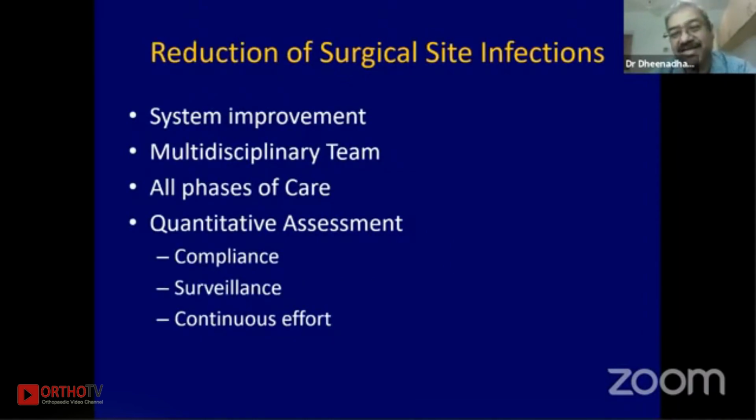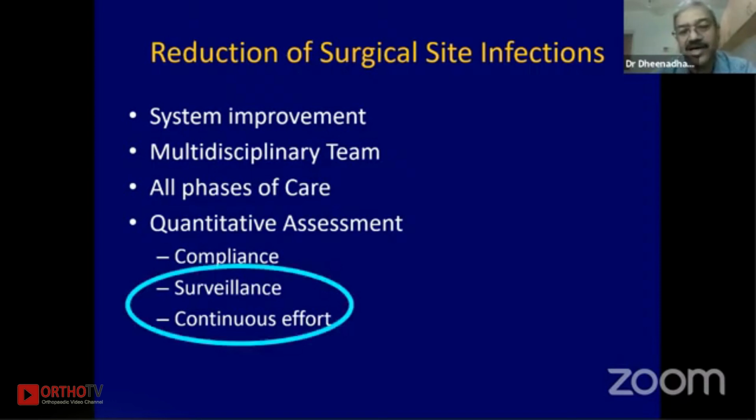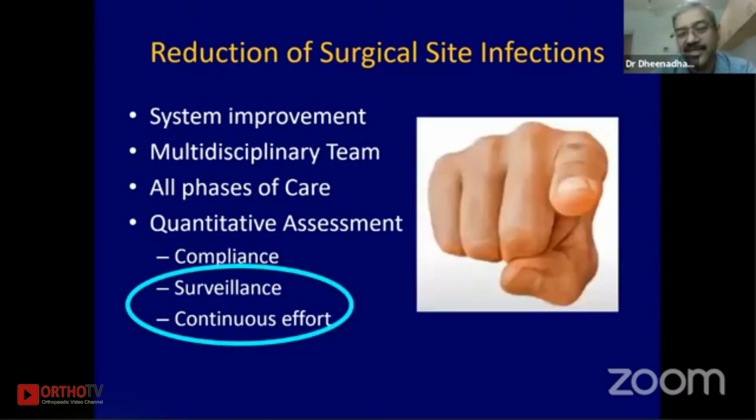If you think surgical site infection is something that you need to concentrate on, the systems must be in place. You have to get your right system. You have to make sure that everyone in the team is involved. It has to be a team approach. And all phases of care, as in the first talk by Professor Rajshekaran, pre-op, intra-op, and post-op, must be extremely good, and then it must be right. What is more important is the metrics, meaning quantitative assessment. You need to make sure that everyone is compliant, and surveillance and continuous efforts are the most important aspect in getting this sorted out. And I'm going to talk about the surveillance and then getting it done.